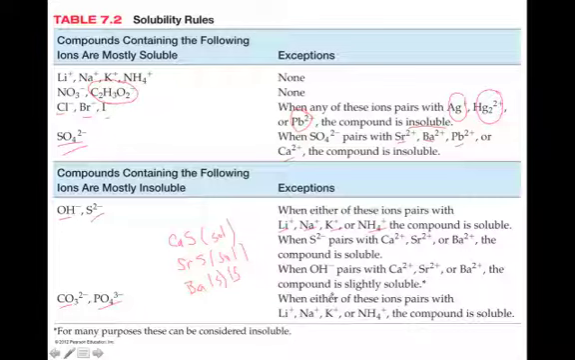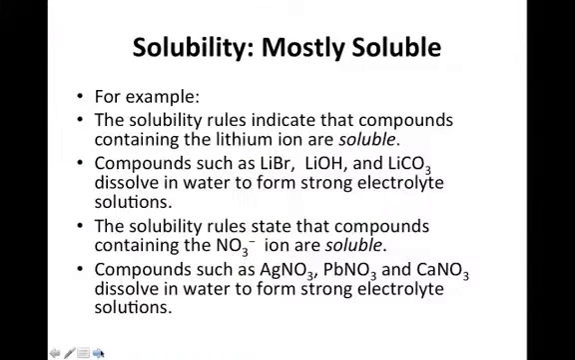And those are actually what we call slightly soluble. So these three here are slightly soluble. When either of these ions pair with lithium, sodium, potassium, or ammonium, the compound is soluble. So lithium phosphate, sodium phosphate, ammonium phosphate, ammonium carbonate, soluble. This is something that you need to memorize, so get busy working on that.